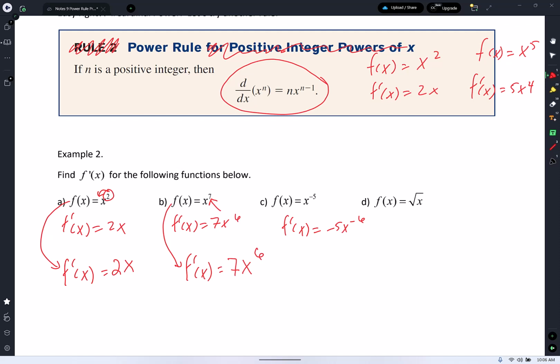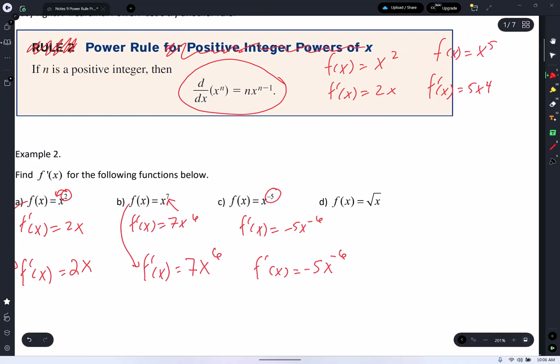Let's do letter C together. Oops, I put a C there. Bring the negative 5 down, and subtract 1 from the exponent. Do you see how we're doing it, guys?